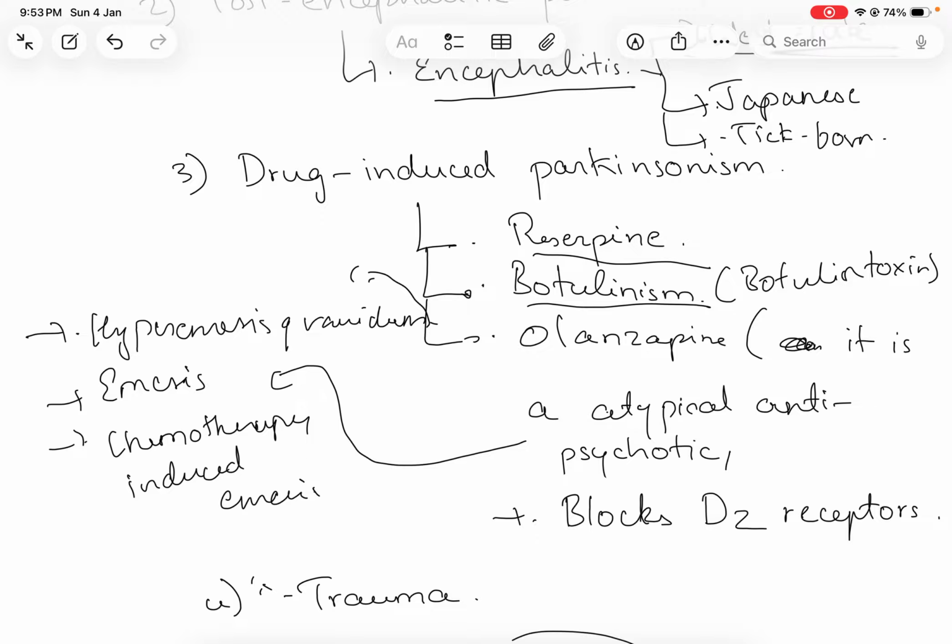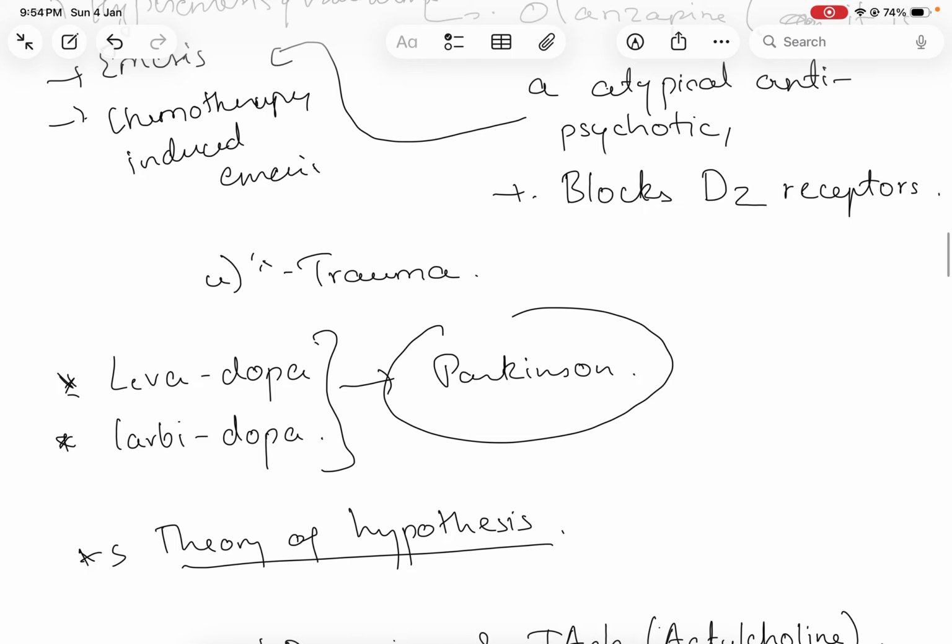In the olanzapine condition, if a person is taking an excessive amount of olanzapine, it usually blocks the D2 receptor, which is the dopamine receptor. So the dopamine receptors, as you know, are a basic factor in the action of dopamine. If you block the receptors of dopamine, then there will be less dopamine activity, and it may also lead to Parkinsonism. And the fourth one is trauma.